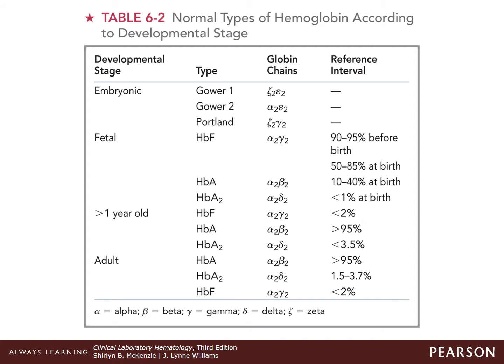Normal levels of hemoglobin A are over 95%, and they're reached after the age of 1 year old. Hemoglobin A2, which is 2 alpha and 2 delta chains, appears later in fetal life and takes up less than 1% of the total hemoglobin at birth. In a normal adult, this hemoglobin A2 takes up 1.5 to about 3.7%. It has a slightly higher affinity for oxygen than hemoglobin A, but it has the same effect to release oxygen using 2,3-BPG.